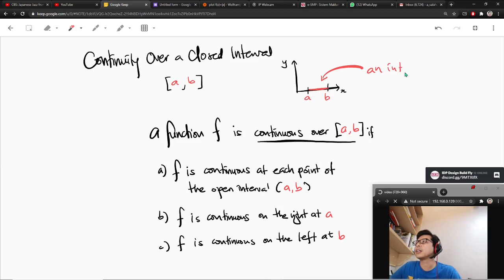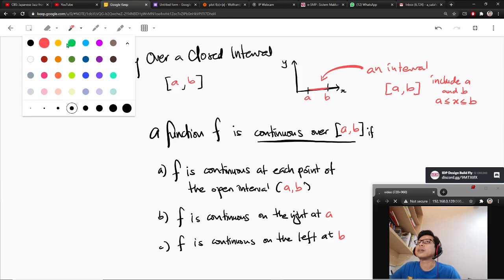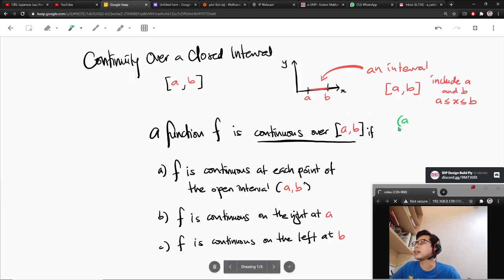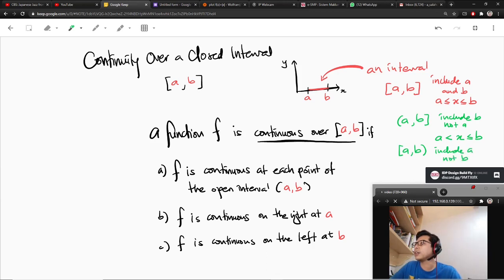Between these two endpoints, we usually write it with square brackets if it includes A and B. Or if we do it like this, with a round bracket at A and square bracket at B, it includes B, not A. Or you can see intervals defined like this, which includes A, not B. And if both are round brackets, it doesn't include A or B, so it's written like this.